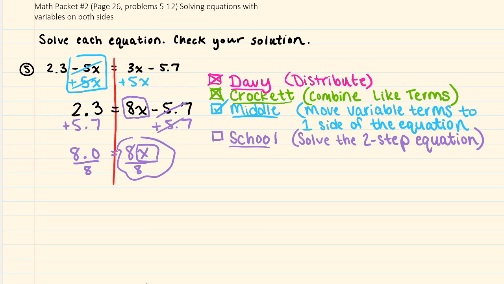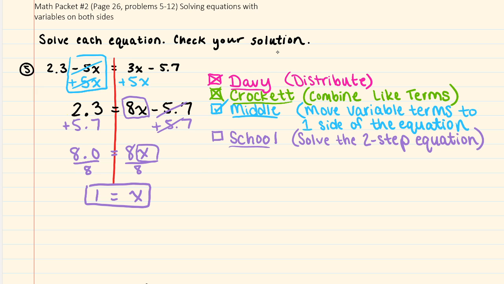Over here, I've got 8 divided by 8, which is just 1, and 1 times x is x. So I've got x equals, and on the left-hand side, 8 divided by 8 is 1. So that is my answer, my solution. X equals 1. But the directions say we have to also check ourselves.